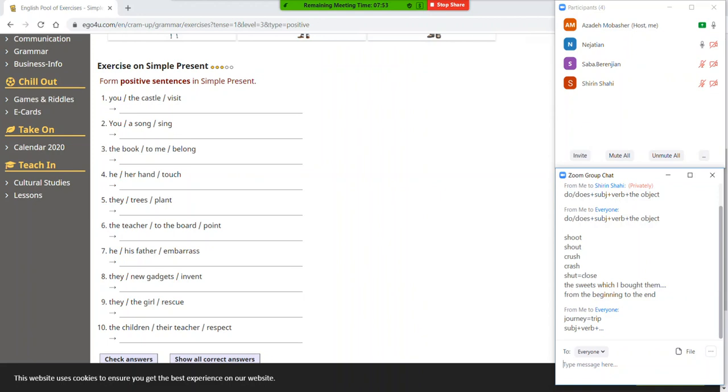Yes. How do you say this? The teacher points. Yes, that was correct. How do you say this sentence in Persian? The teacher points to the board. No. Point doesn't mean that. Point means اشاره کردن. اشاره کردن با دست. So the teacher points to the board. یعنی معلم با انگشتش با دستش به سمت تخته اشاره میکنه. Okay, number seven.